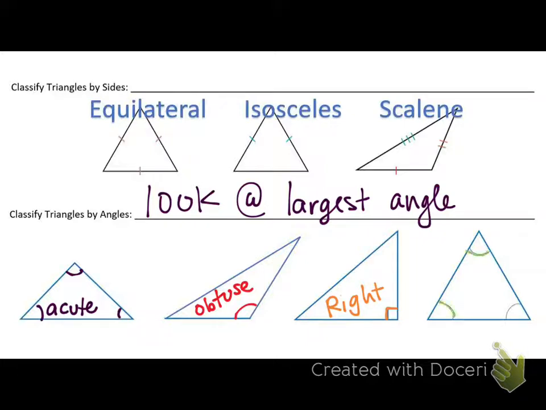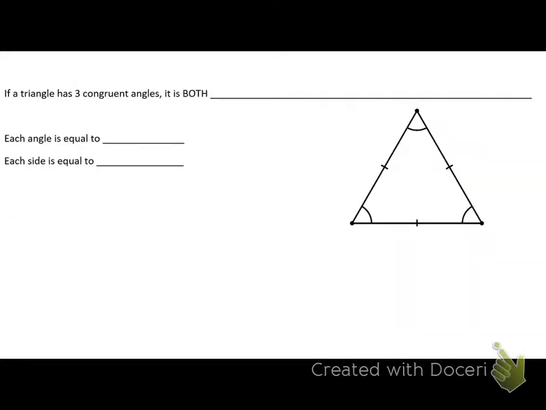And then the fourth, all of the angles are the same, so that's called equiangular. Good. If a triangle has 3 congruent angles, it is both equilateral and equiangular. Or equiangular and equilateral, doesn't matter. It will have all congruent sides and all congruent angles.